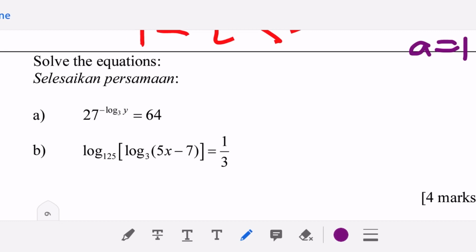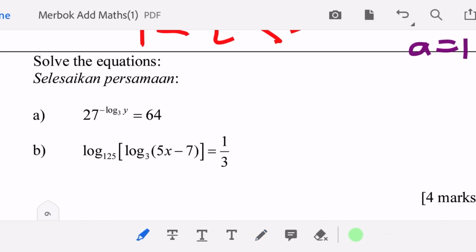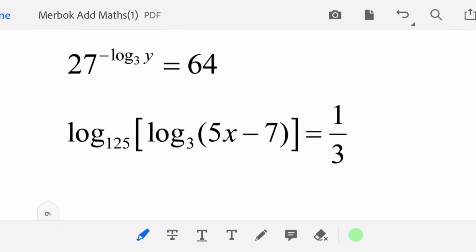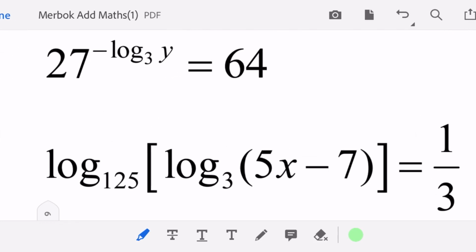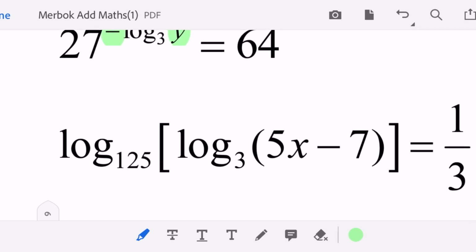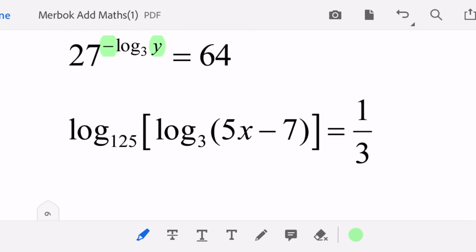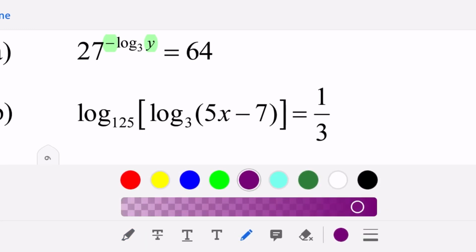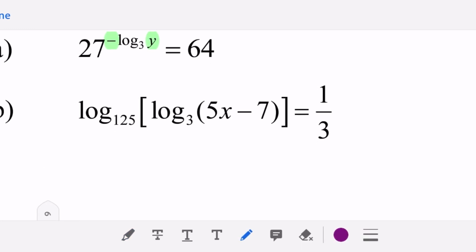Next one is the logarithm and indices equation. Let's have a look at solving the equation 27 with the power negative log base 3 of y equal to 64. There is a negative there, and you have another log equation with a different base. So I'm going to explain to you how to solve this question. Let's have a look together.